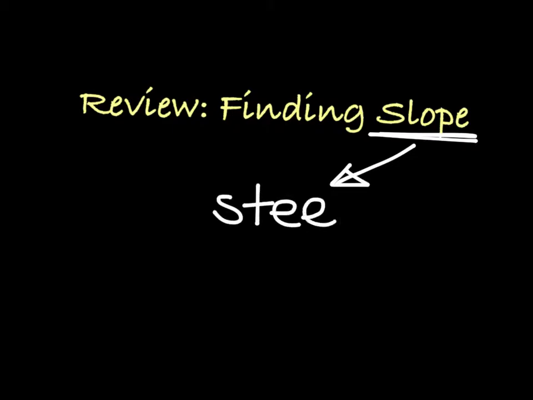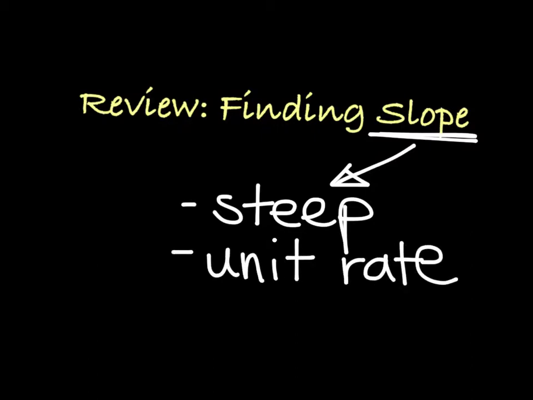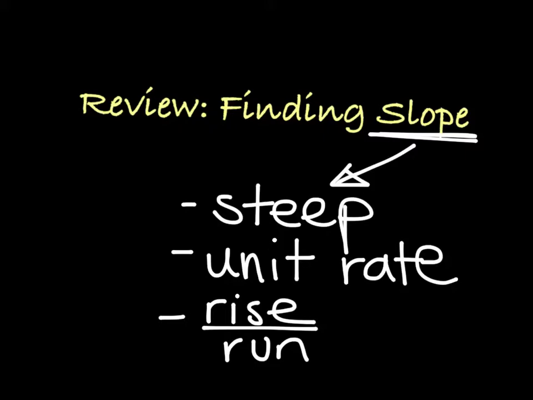This video is going to review how to find slope. Just as a reminder, slope is a couple different things. It tells how steep a line is, and it's also a unit rate. It tells like per one. And to find slope on a graph, you can find the rise and the run between 2 points.